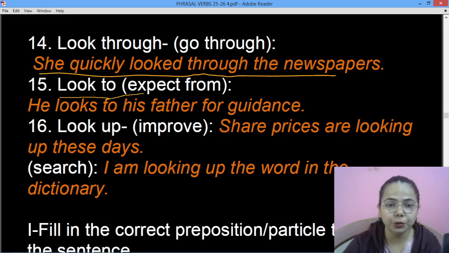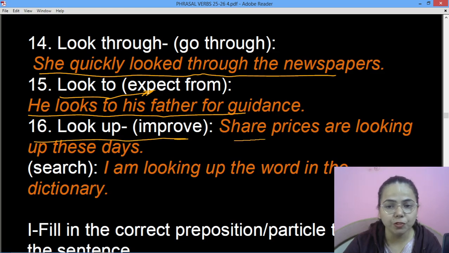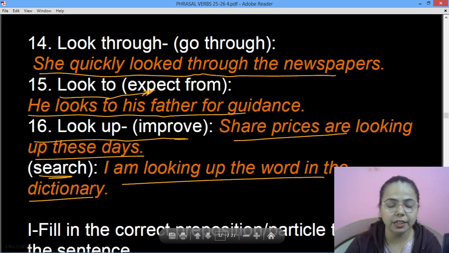Then look to, expect from. He looks to his father for guidance. Then look up means to improve. Share prices are looking up these days. And look up also means to search. I'm looking up the word in the dictionary.